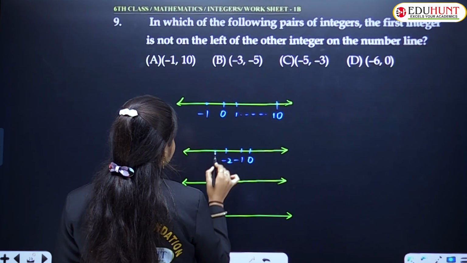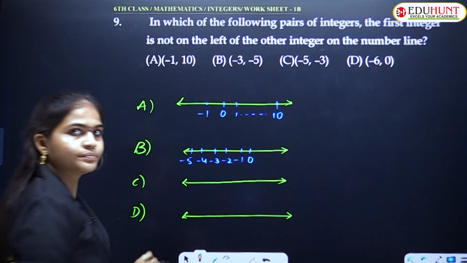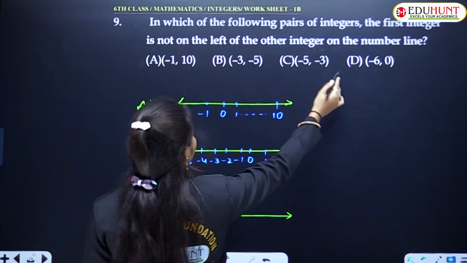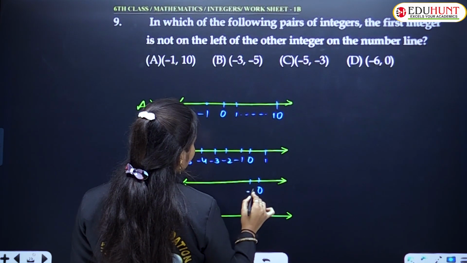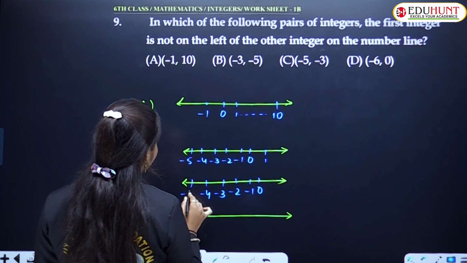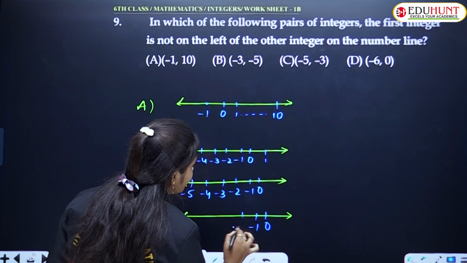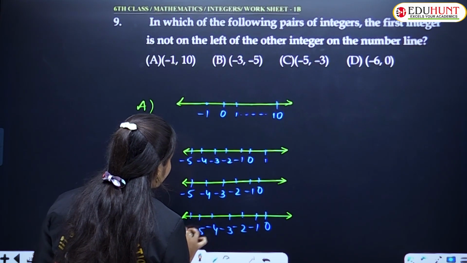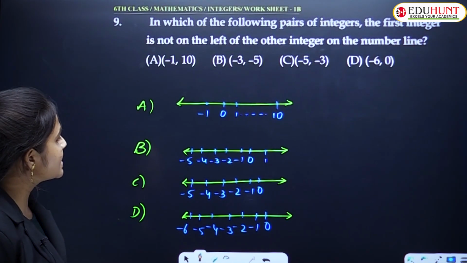-1, -2, -3, -4, -5. Okay. Next, here +1. Next, -5, -3. Again, this is also the same. -5, -3. 0, -1, -2, -3, -4, -5. Next, -6 and 0. 0, -1, -2, -3, -4, -5, -6. Understand? Now here what they're asking, -6 and 0.